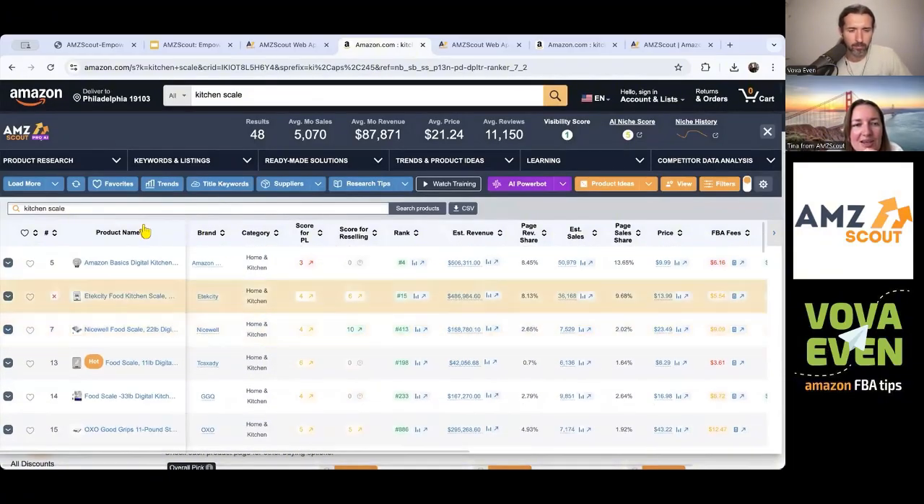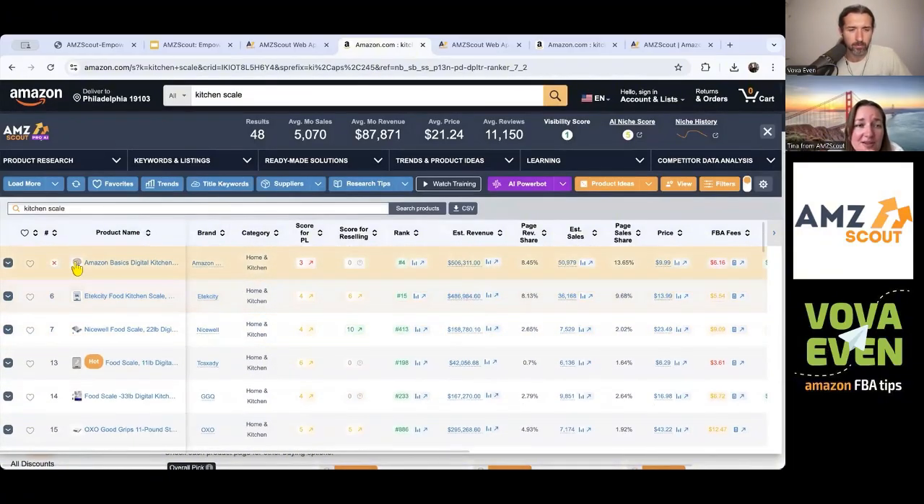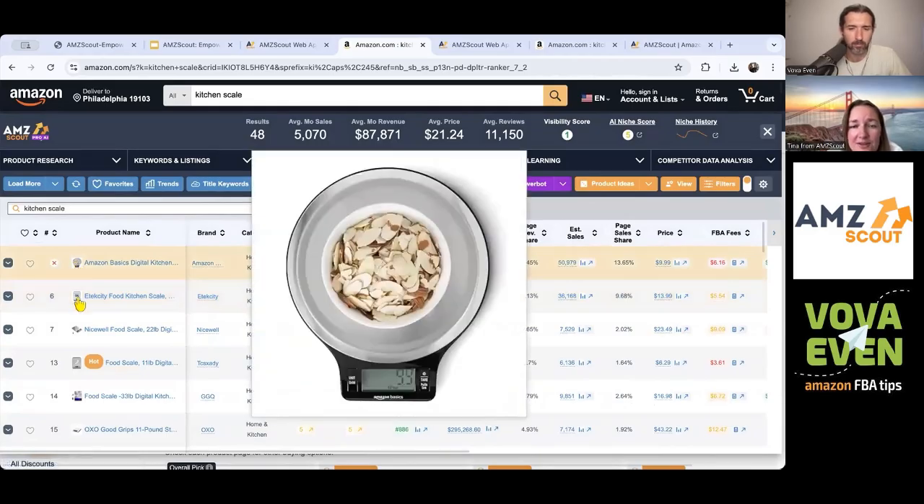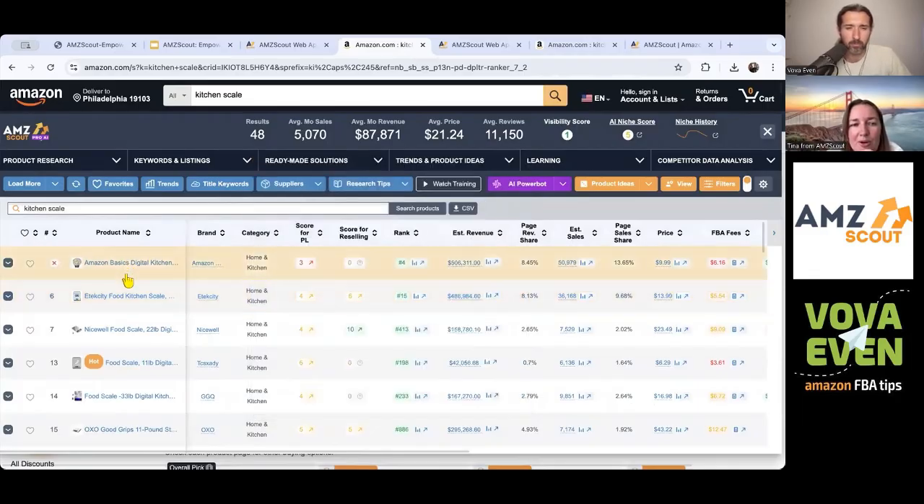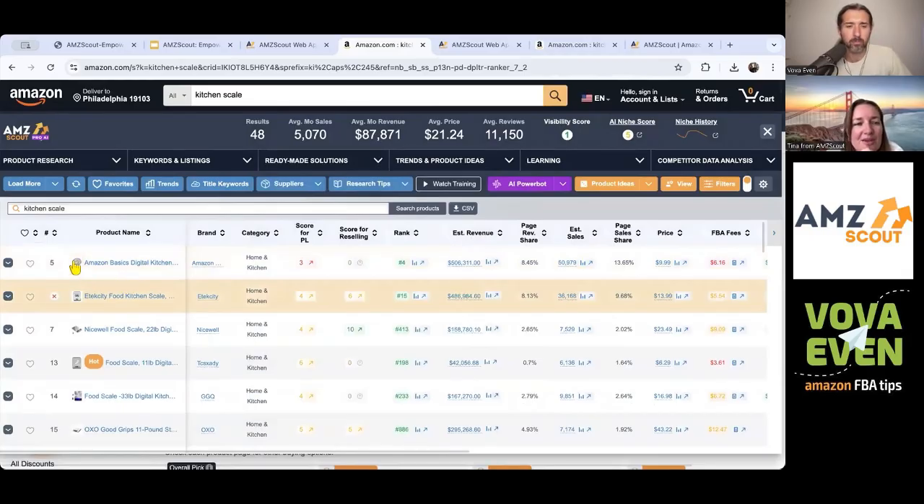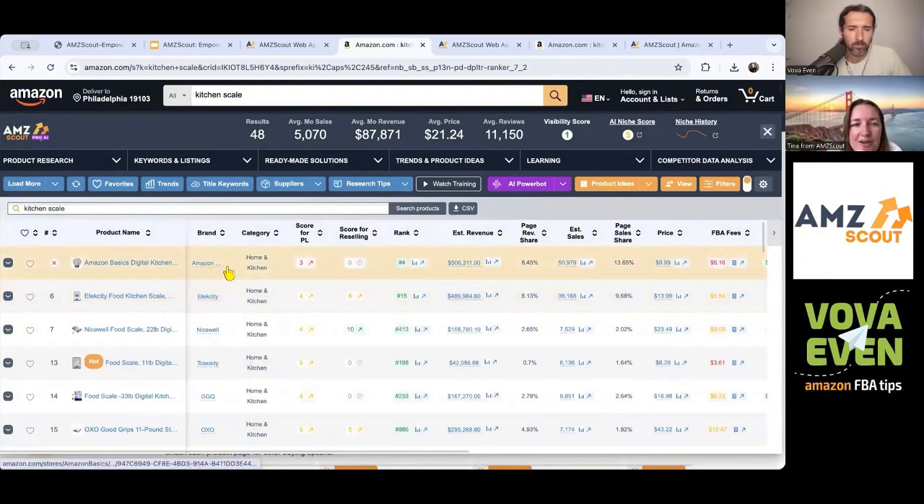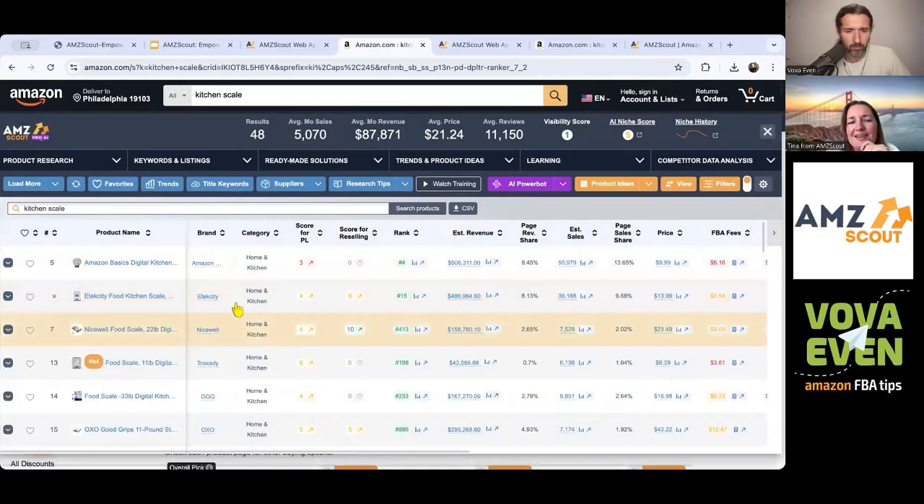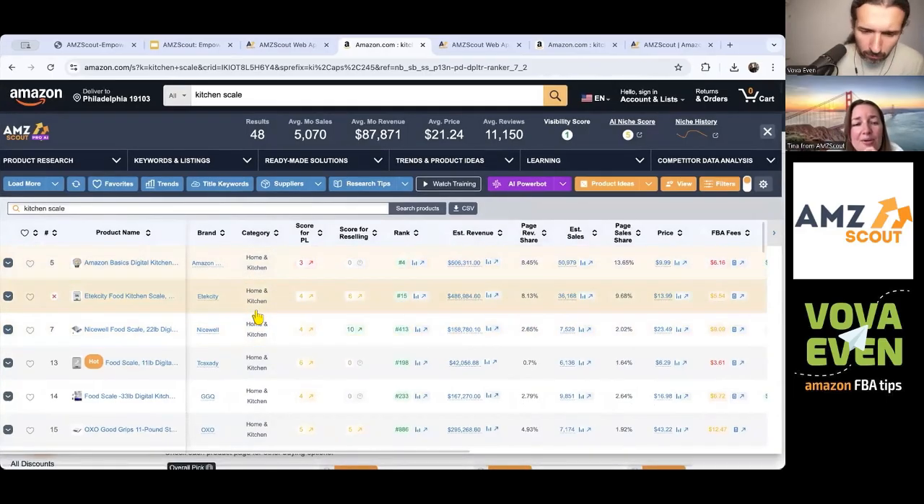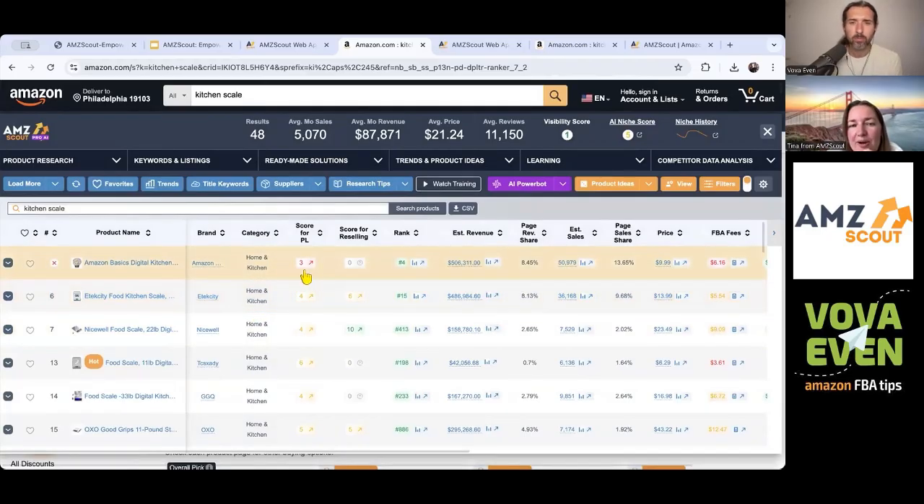So let's begin. Here we see the names of the products. If you hover over one, you can see the first picture of the product listing, because you wouldn't want to open all of them in different tabs. You can see the brand again; if you hover, you'll see it's Amazon Basics, and so on. Then the main category where they are located, and then go the scores: score for private label and reselling.